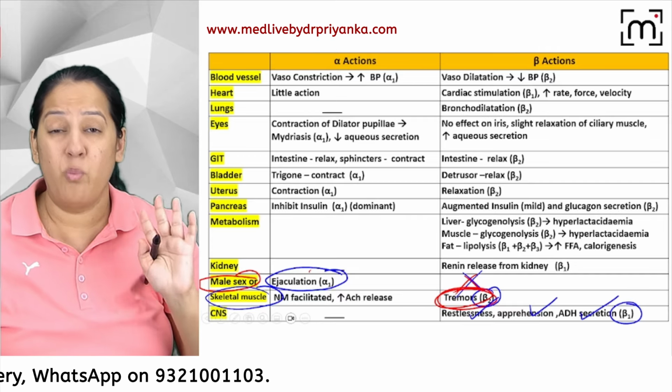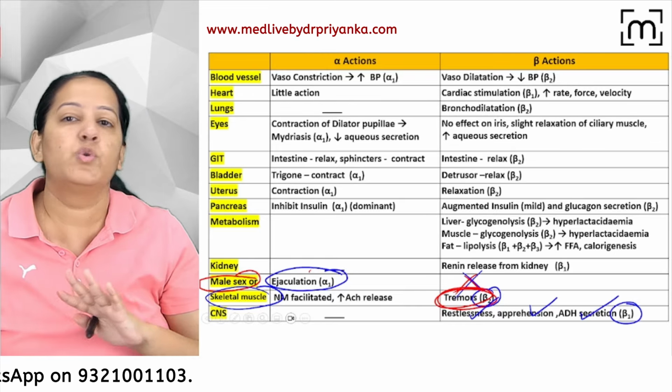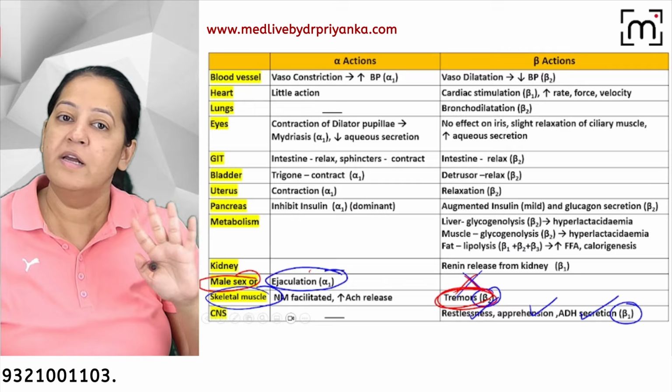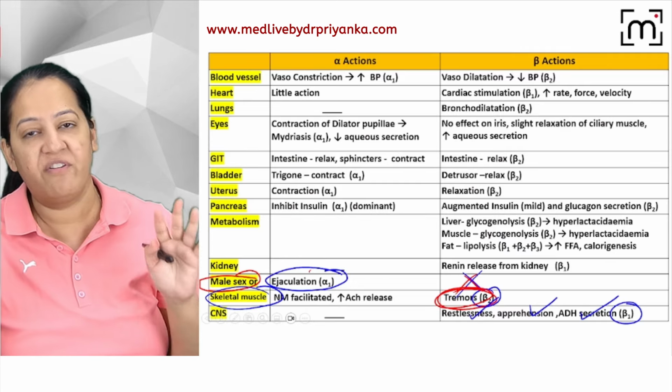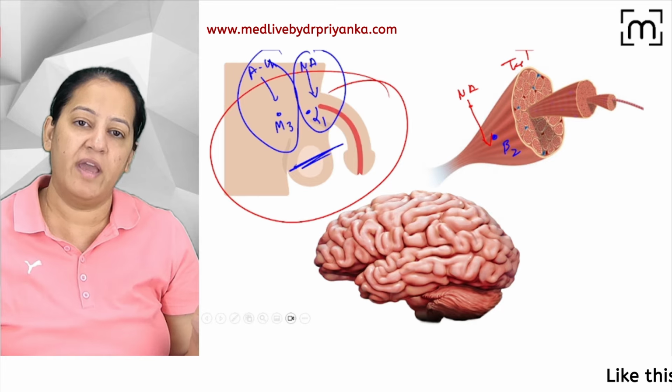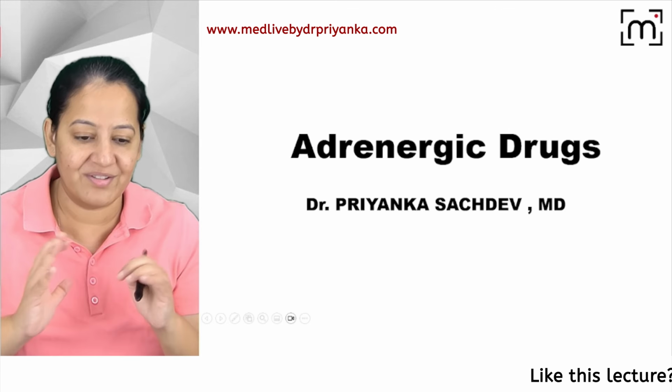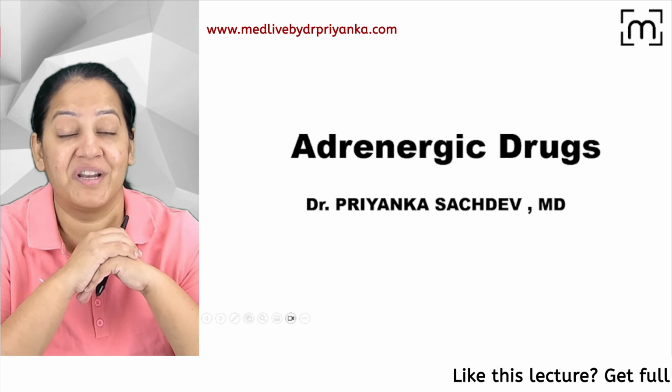I know this table is vast, but you have to learn it, people. There is no escape. You have to learn it. If you learn it, things will be super cool. In each organ, see the action of the alpha and beta, which alpha, which beta, that's it. I've shown you the images. Now let's start the chapter. With this orientation, let's start the chapter.